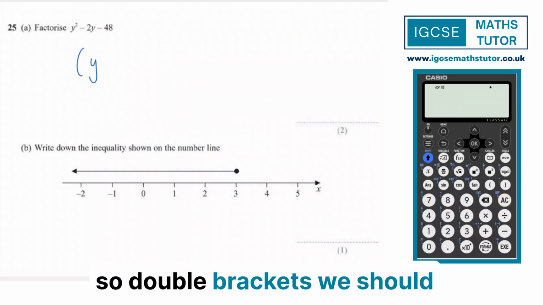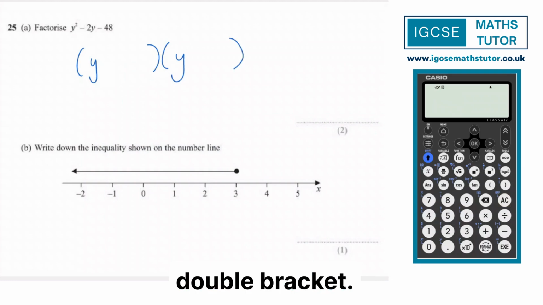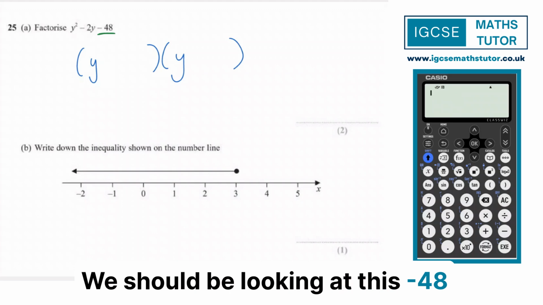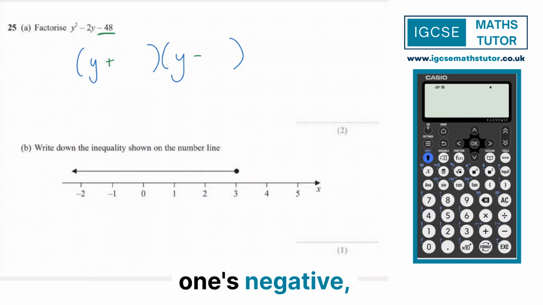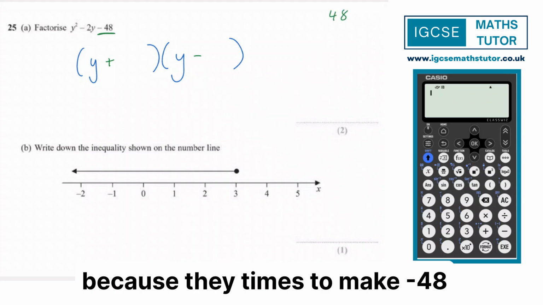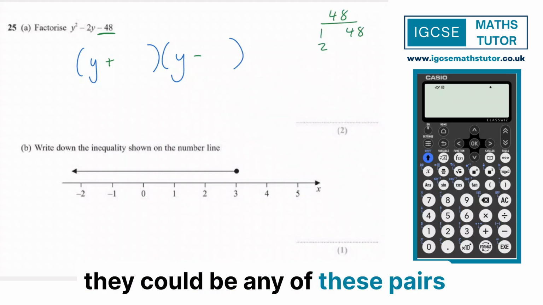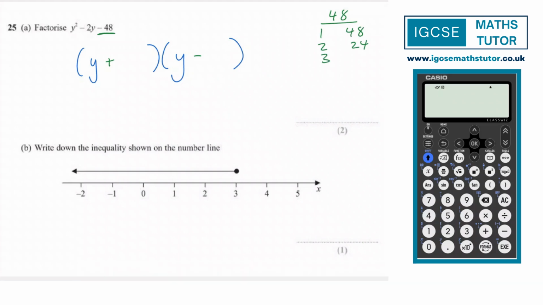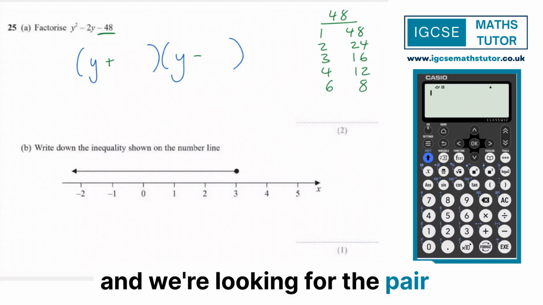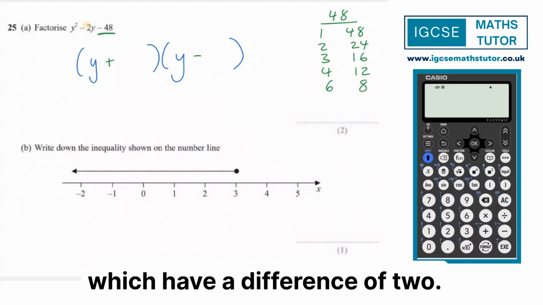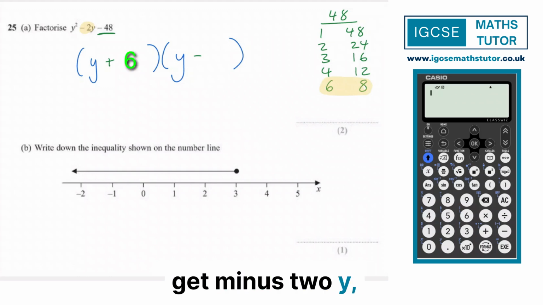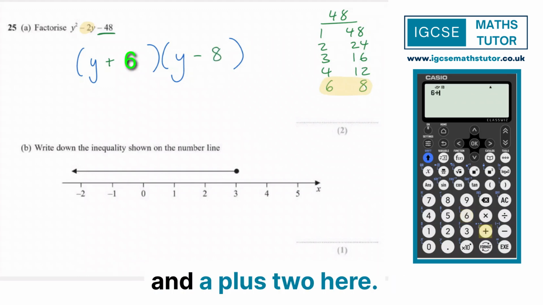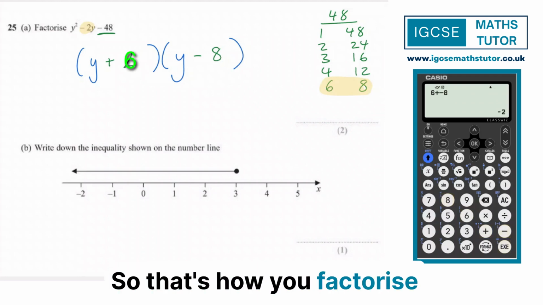Factorizing this, so double brackets, we should recognize this is a double bracket. We should be looking at this minus 48 tells us a lot of things. One, it tells us that the 2 numbers at the end, one's positive, one's negative, because they times to make minus 48. They could be any of these pairs. And we're looking for the pair which have a difference of 2. So that's telling us that. And that's 6 and 8. And specifically to get minus 2y, we need minus 8 here and a plus 2 here.